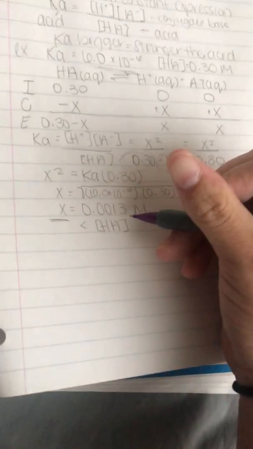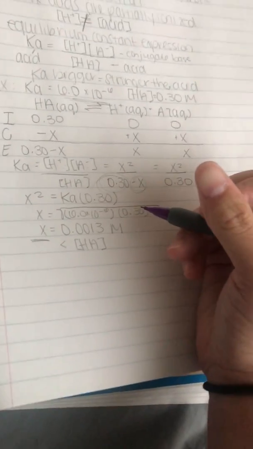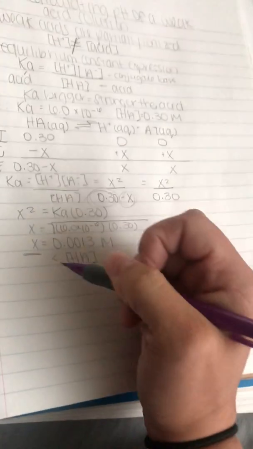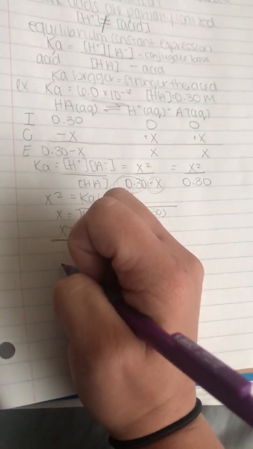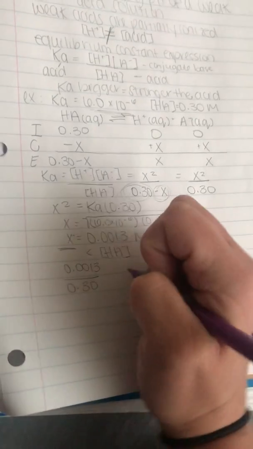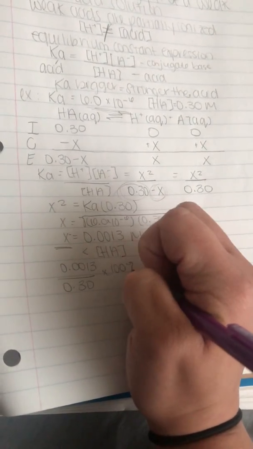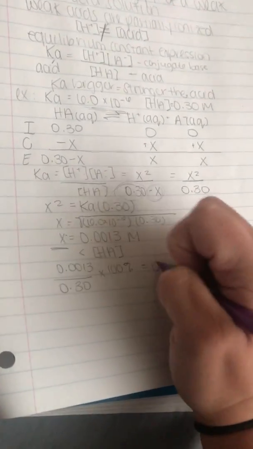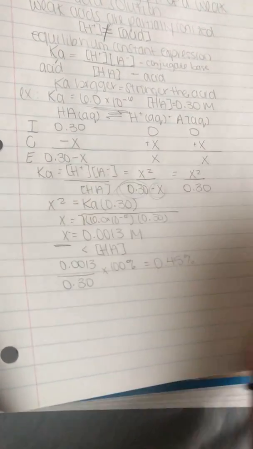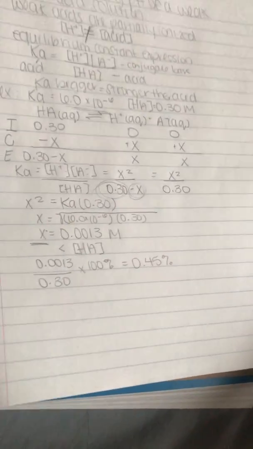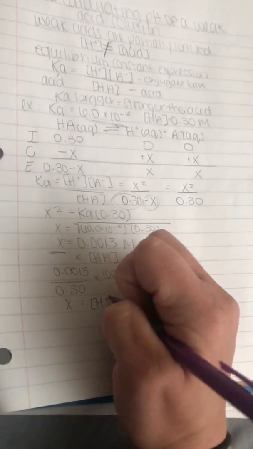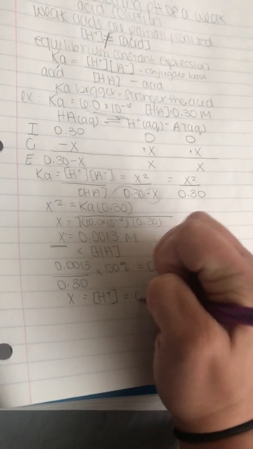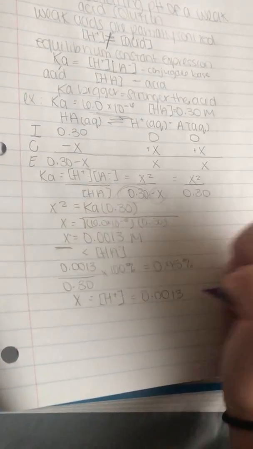So we want to make sure that this x value is less than the acid concentration, which it appears to be, but we're going to make sure our percentage is low so that we can assume that x is equal to our hydrogen ion concentration. So we'll take the 0.0013 divided by 0.30 times 100%, and we'll get 0.45%. That's definitely a small enough percentage so that we can assume that x is equal to our hydrogen ion concentration, which will be 0.0013.